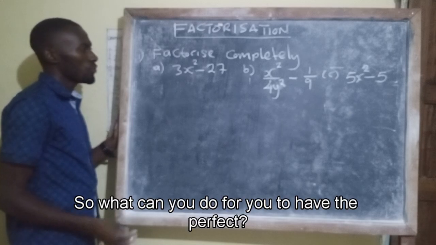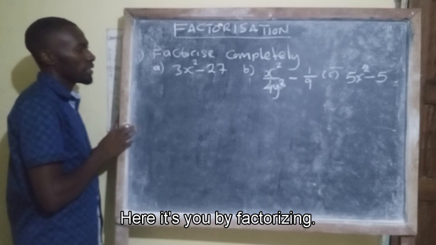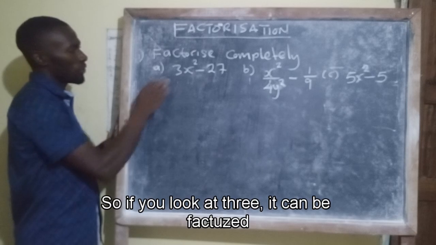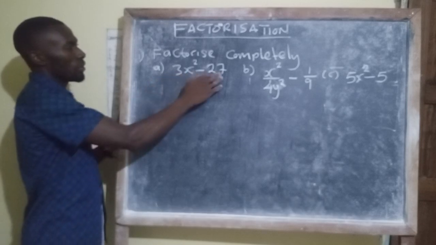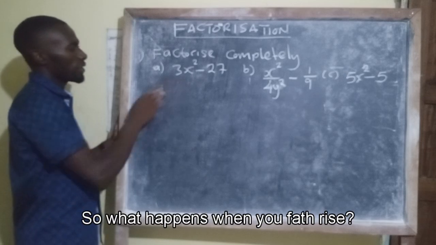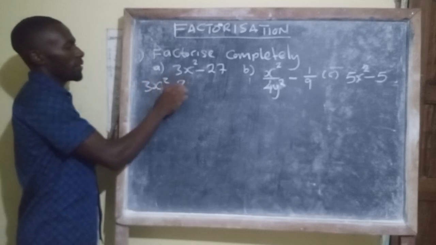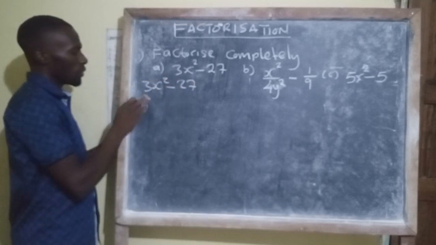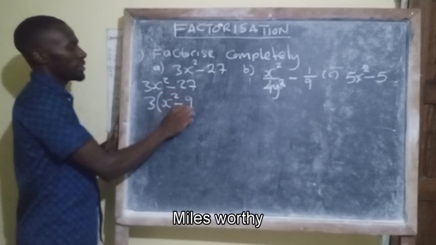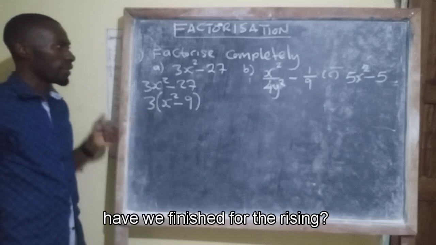So what can you do to have perfect square numbers here? It's by factorizing. So what is common here is what you are going to factorize. If you look at the 3, it can be factorized. Also in 27, 3 can be factorized. So what happens when you factorize? We have 3x squared minus 27. We factorize the 3. We are going to have 3(x squared minus 9). So have we finished factorizing?